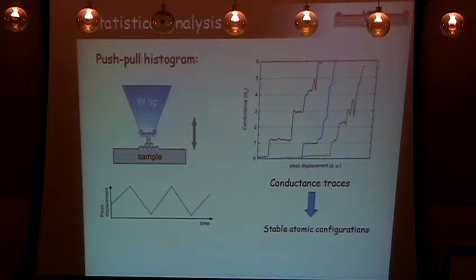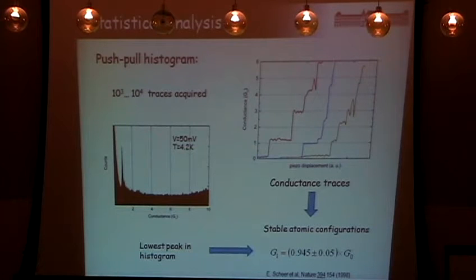For instance, this is a remarkable one here, at one G0, here, and here. There is another one here as well, and there are some smaller ones here and here. But if we really want good statistics, then we have to do more than that. Let's say 10 to the 4 conductance traces like this, and we can make a histogram out of the conductance values which we get from these traces.